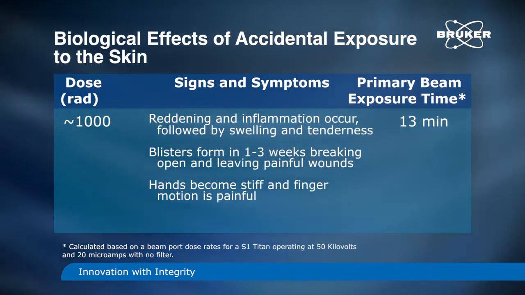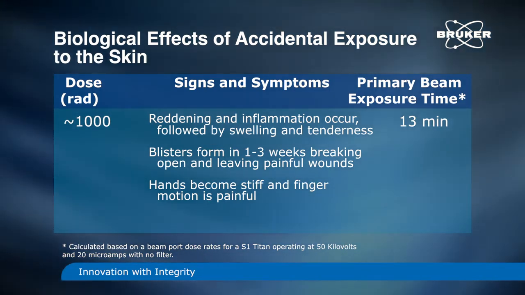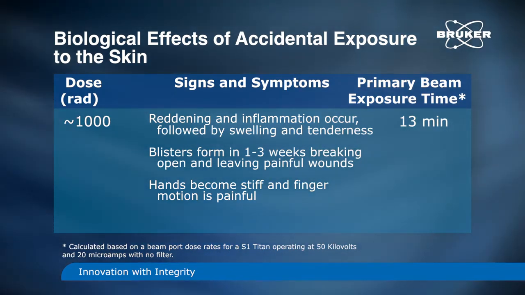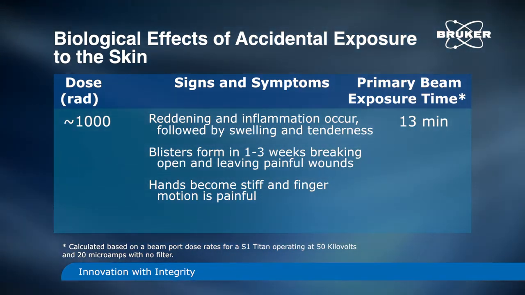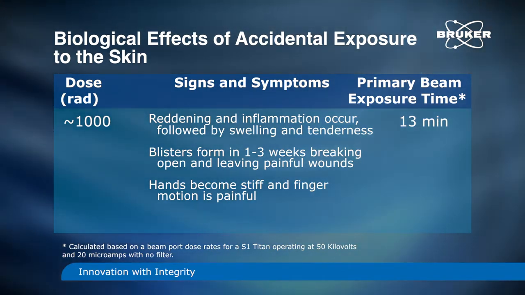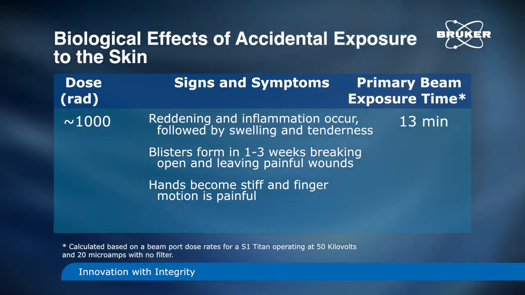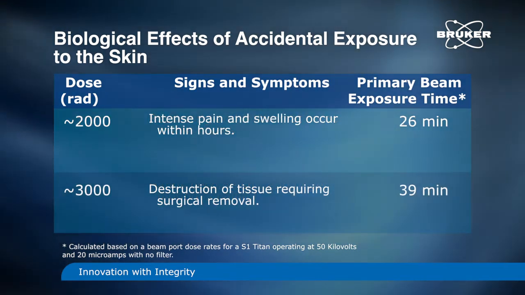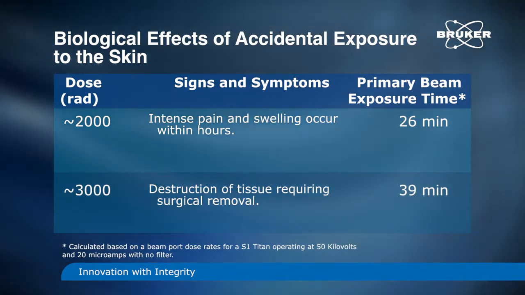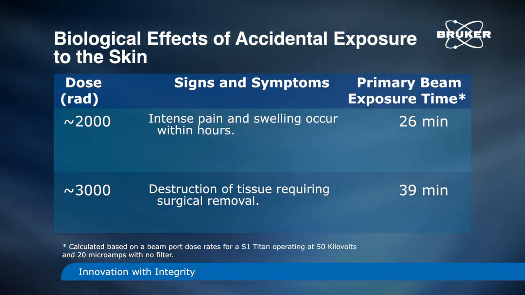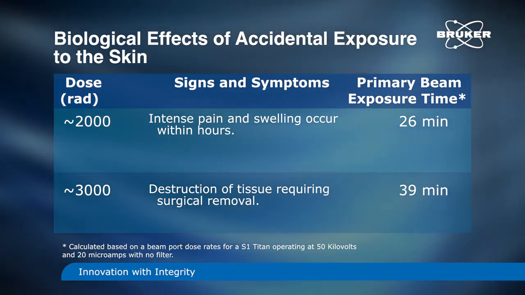An acute dose of approximately 1,000 rad or 10 gray to a body part causes serious tissue damage similar to a second-degree thermal burn. Reddening and inflammation occur, followed by a swelling and tenderness. Blisters will form within 1 to 3 weeks and will break open, leaving raw, painful wounds that can become infected. Hands exposed to such a dose become stiff, and finger motion is painful. An acute dose of approximately 2,000 rad or 20 gray to a body part causes severe tissue damage, similar to a scalding or a chemical burn. Intense pain and swelling occur within hours.